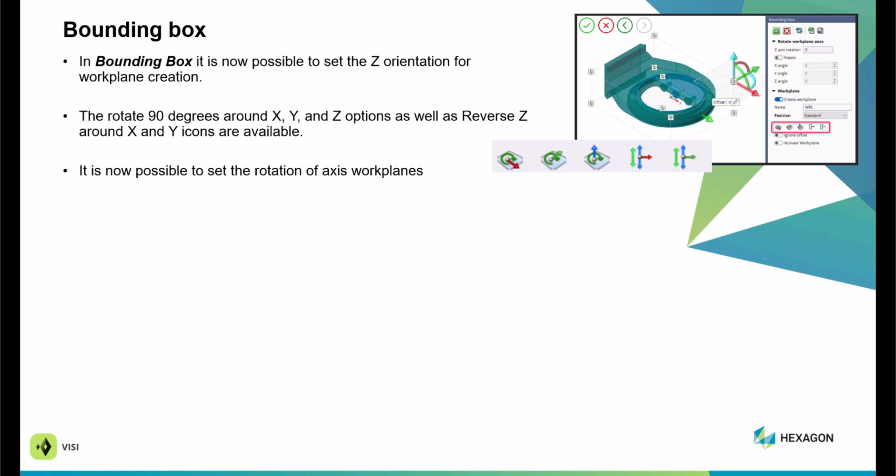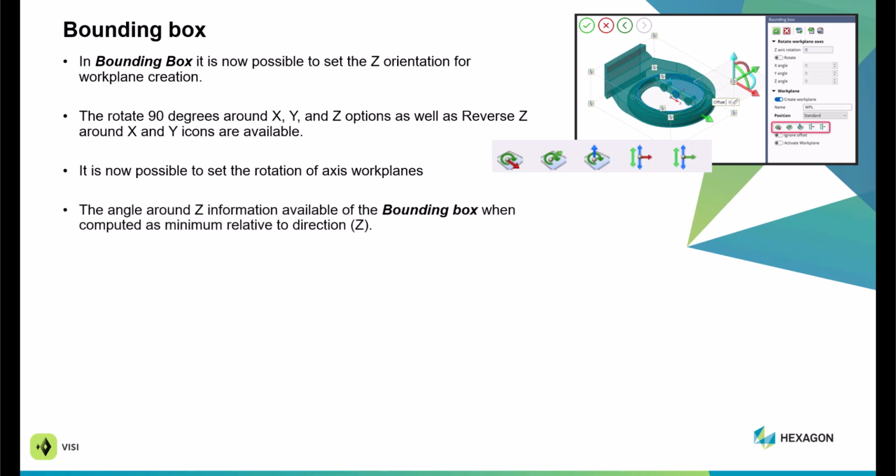It is now possible to rotate your axis around the workplane. And the angle information around the Z is available in Bounding Box when computing a minimum relative direction in Z. It is possible to rotate the calculated Bounding Box axis value to get integer values.